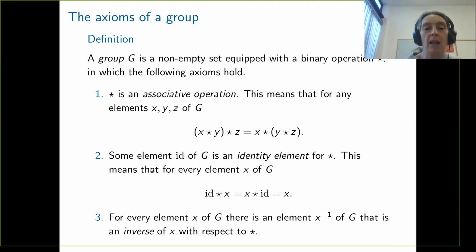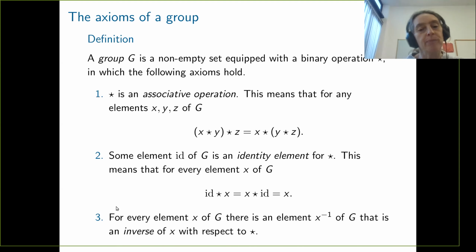Second, some element of G must be an identity element for star. That means that for every element X of G, the effect of starring it with this identity, either on the left or on the right, is to leave it alone. So whether you take any X and star it with the identity on the left or on the right, the effect is always just X itself. This identity element has a neutral property with respect to the star operation.